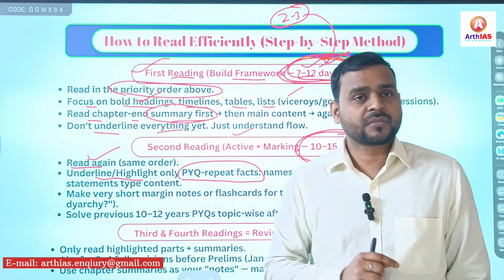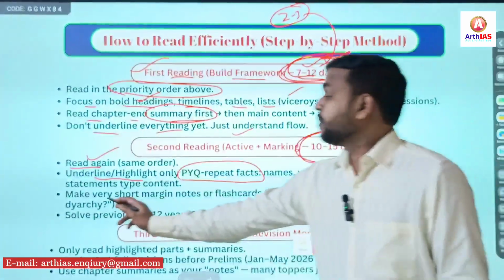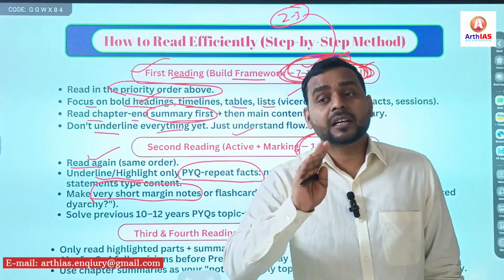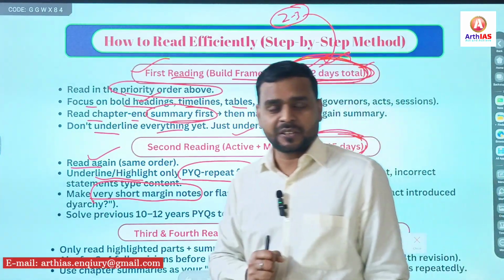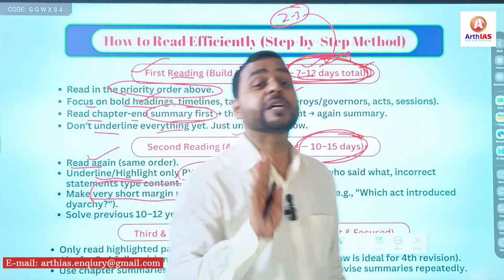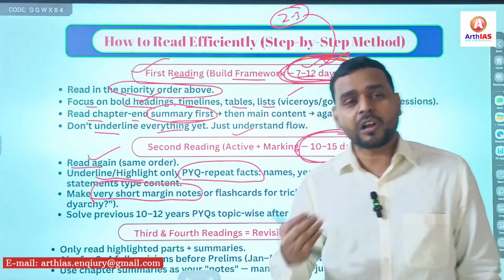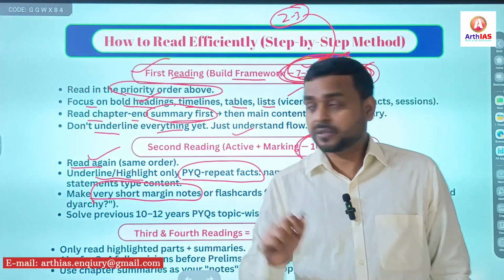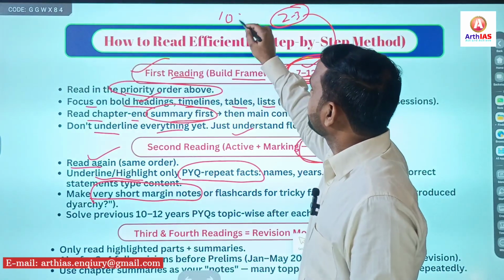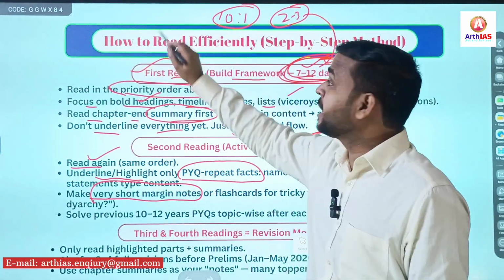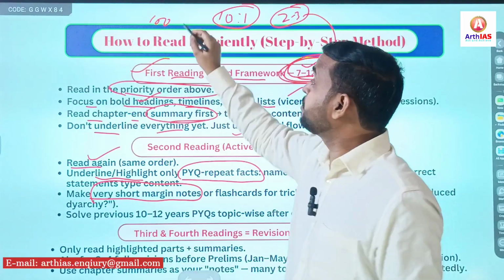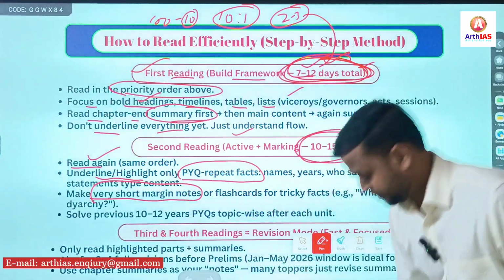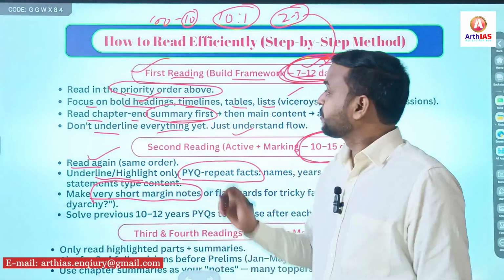Again, make very short margin notes, and avoid any kind of grammatical correction. Don't worry about that. You are not going to sell your notes. You have to simply recall that. And what is the ideal ratio to make notes? It is 10 is to 1. 10 is to 1 means if you are studying 100 words, try to make notes within 10 words. This is the ideal ratio for making notes. Simple.